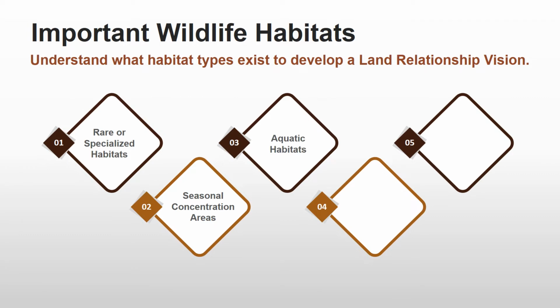aquatic habitat, like lakes, rivers, cold water streams, and ponds, terrestrial habitat, like shorelines, forests, grasslands, shrublands, and wetlands, rare plant communities, like those found on prairies, savannas, and alvars. Rare plant communities are often part of rare or specialized habitats.